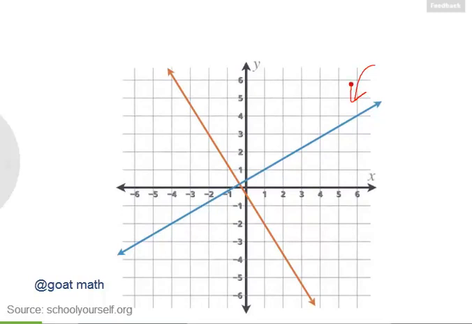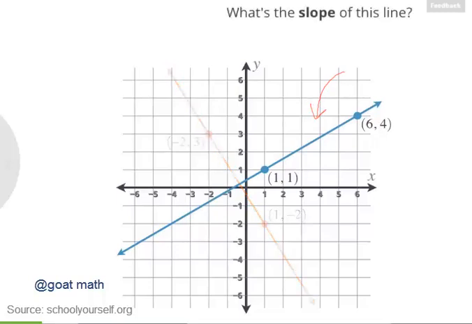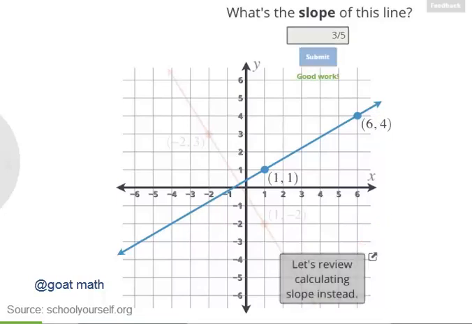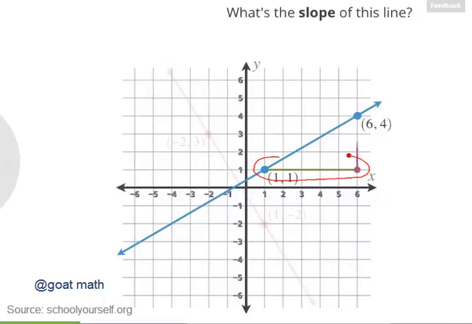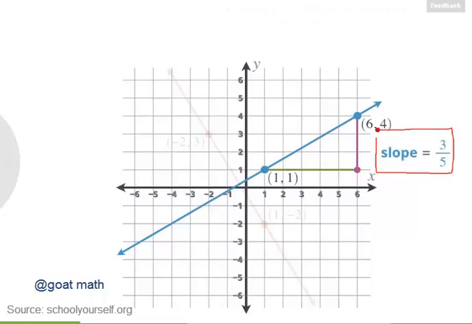It looks like this line passes through the points (1, 1) and (6, 4). And this line passes through (-2, 3) and (1, -2). So now let's find the slopes of these lines. First, calculate the slope of this line, or click down here to review. Exactly, the horizontal distance is +5 and the vertical distance is +3, so this slope is 3/5.